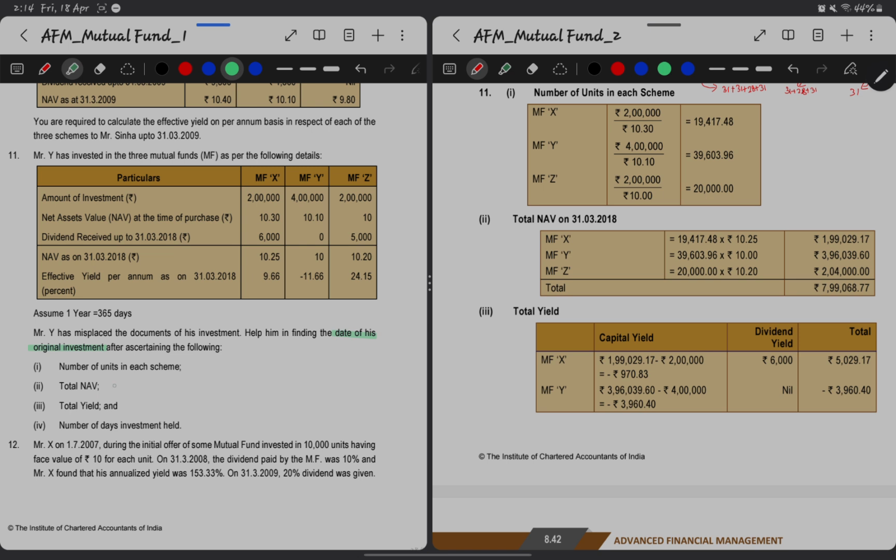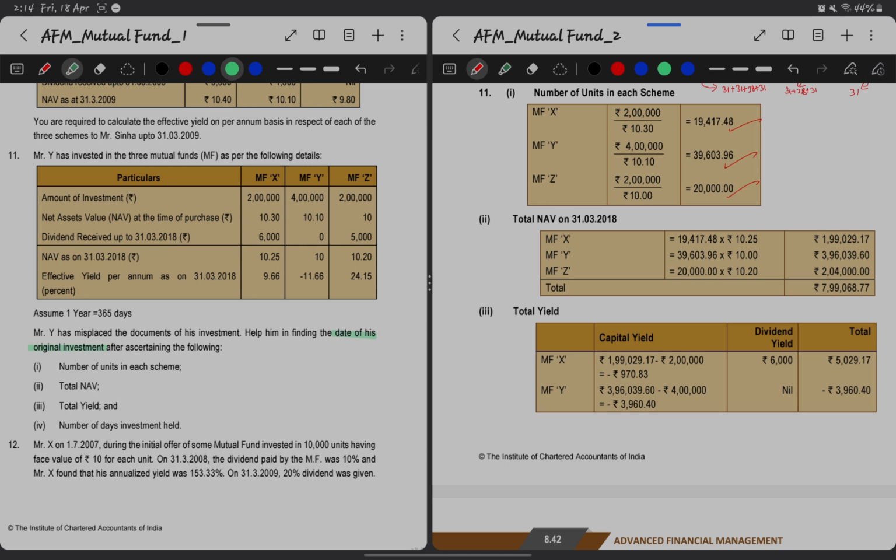Now the number of units in each scheme has to be found, which we can easily find by dividing the total investment by the NAV at the time of purchase. So 2 lakh divided by 10.3 will give 19,417.48. Then 4 lakh divided by 10.1 gives 39,603.96. Then 2 lakh divided by 10 will be 20,000. So these are the number of units in each scheme at the time of purchase.